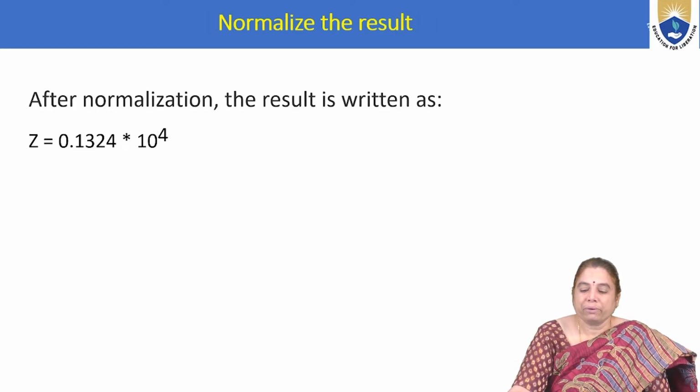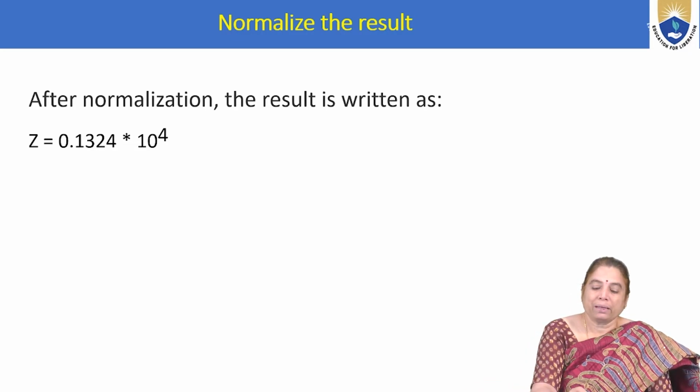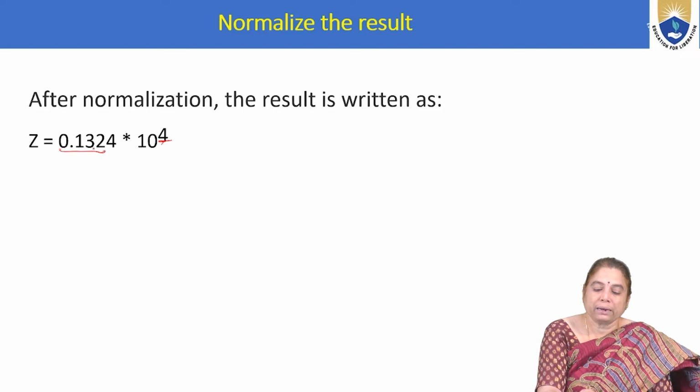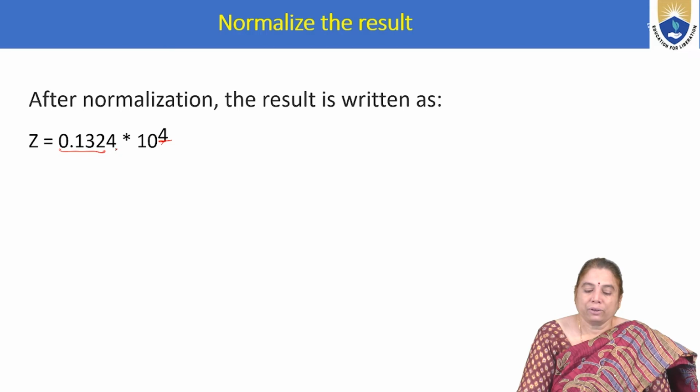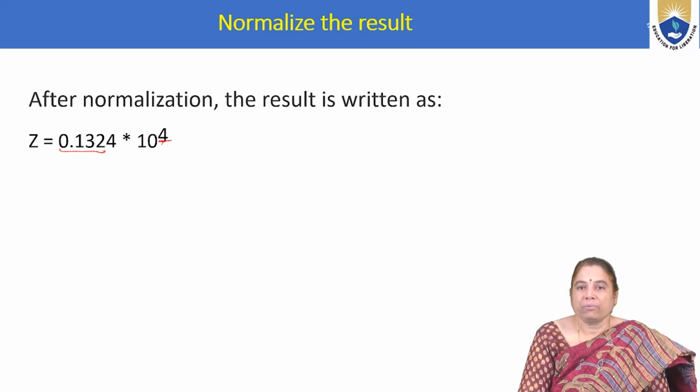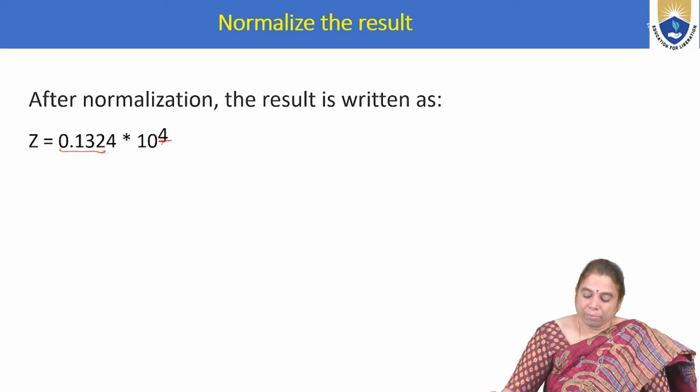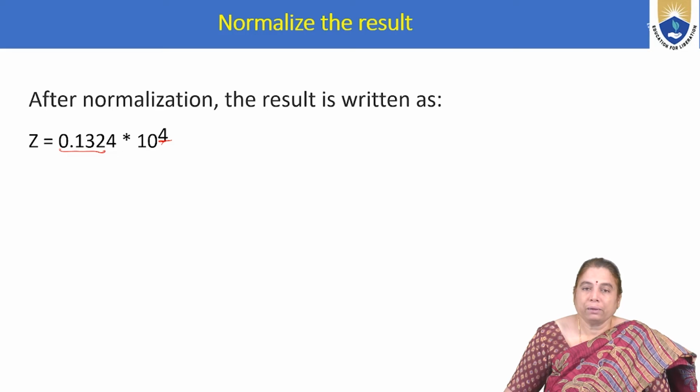What is segment 4? Normalize the result. For normalization, the exponent value has to be raised by 1 so that it can be represented as the normalized value 0.10324 into 10 power 4. So this normalization is done as the segment 4 step of the arithmetic pipelining.